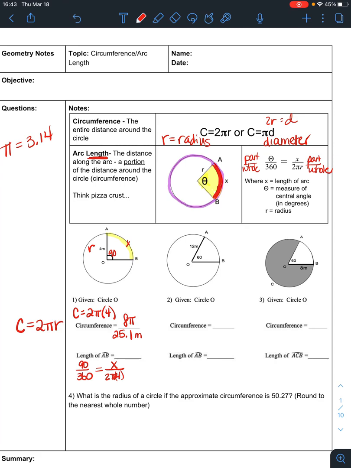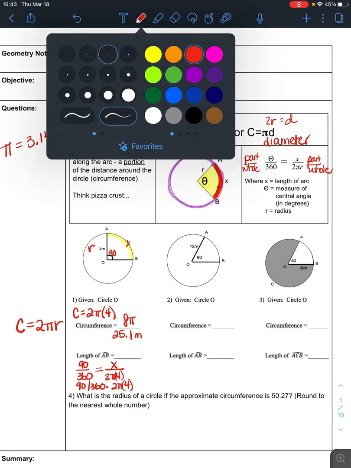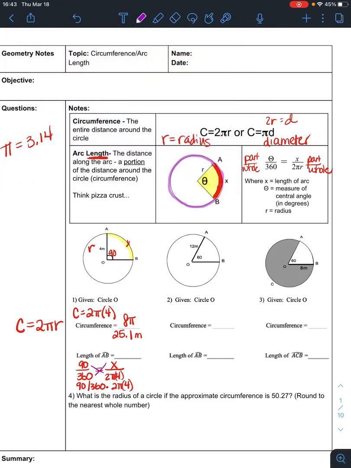Now, here's what you can do. You can do 90 divided by 360 times 2 pi times 4. You can just type that all in at the same time, because basically what you are doing is cross multiplying, but we can multiply both sides by that 8 pi, and it'll clear that fraction out and give us what our x is. So if you do 90 divided by 360 times 2 pi times 4, you get 6.28.